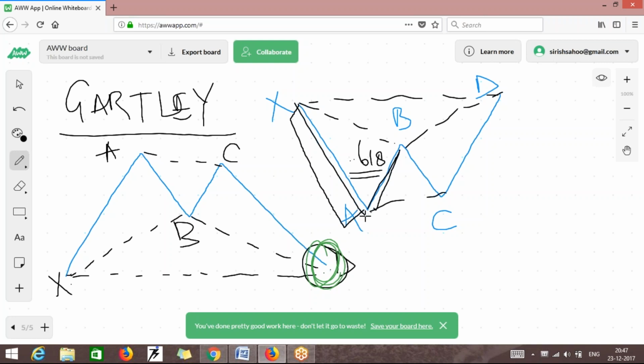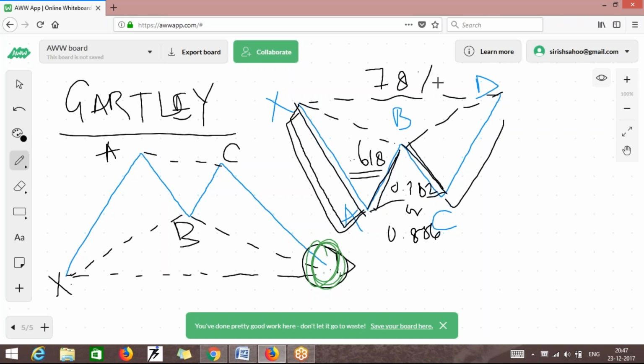The next one is BC. BC could either retrace 0.382 or go to the level of 0.886 of XA. Now from C to D, this is actually 78% of XA.